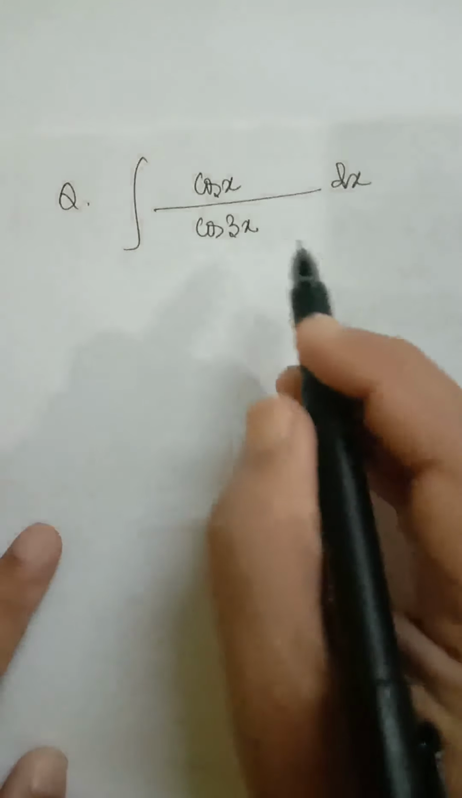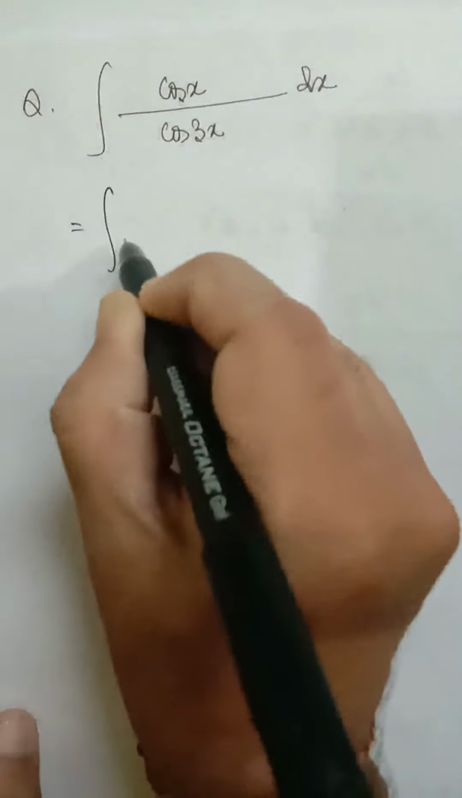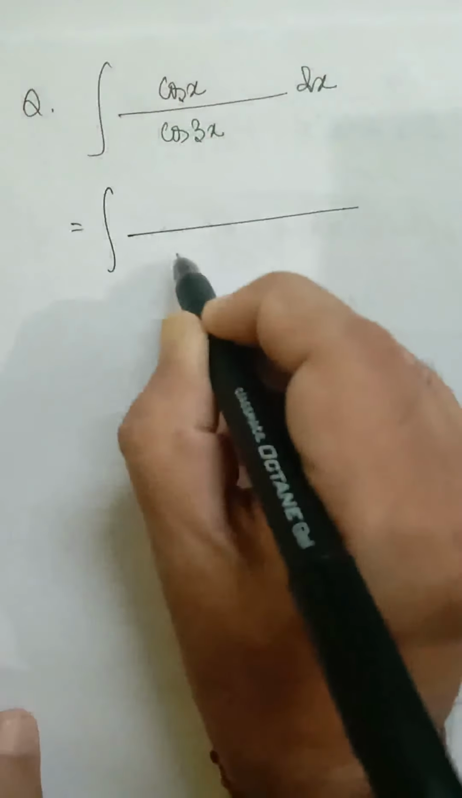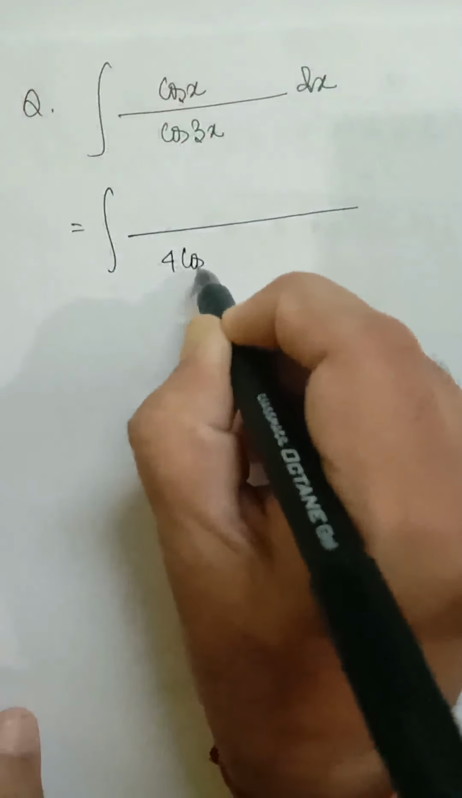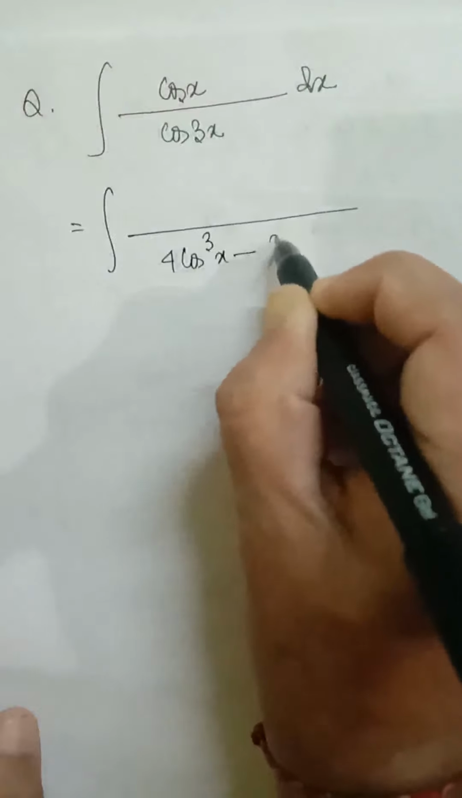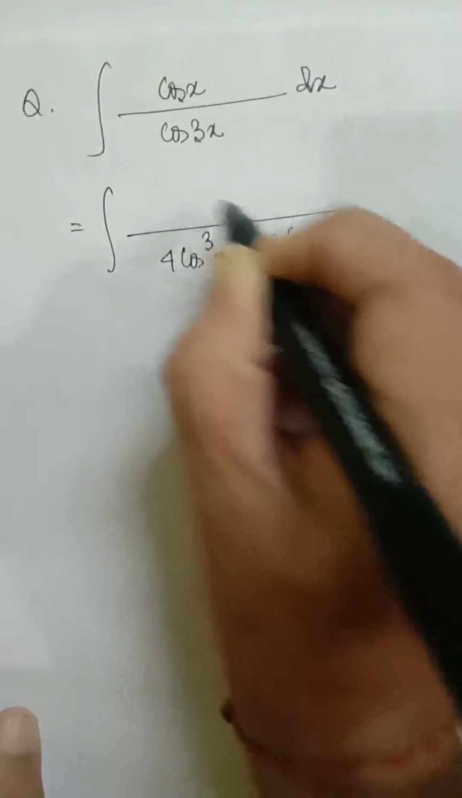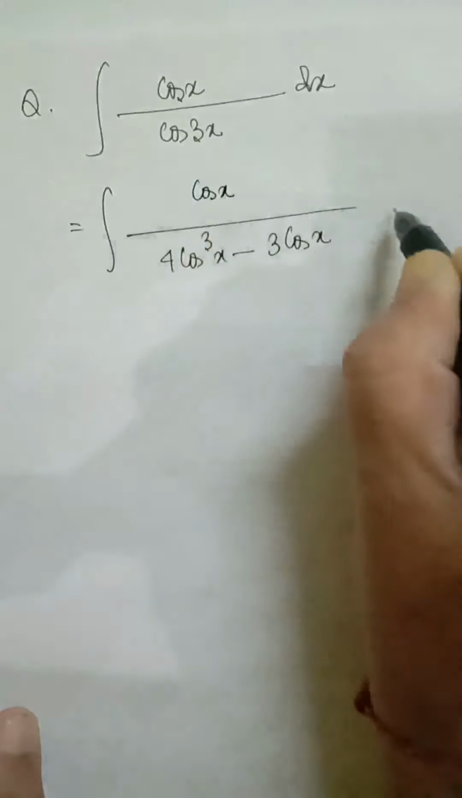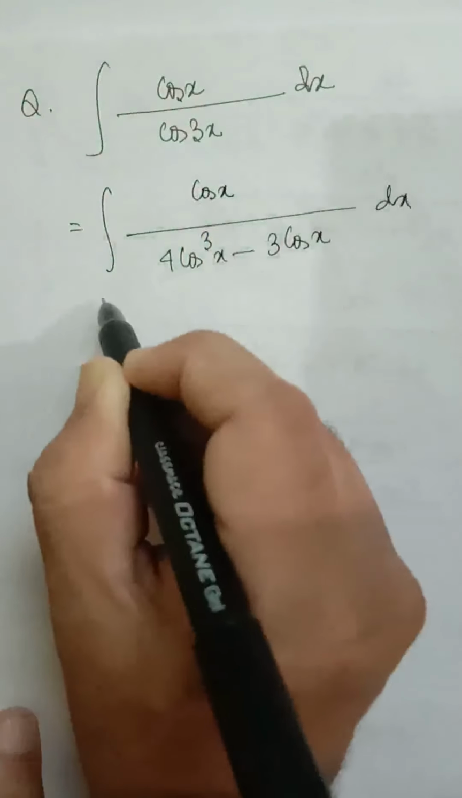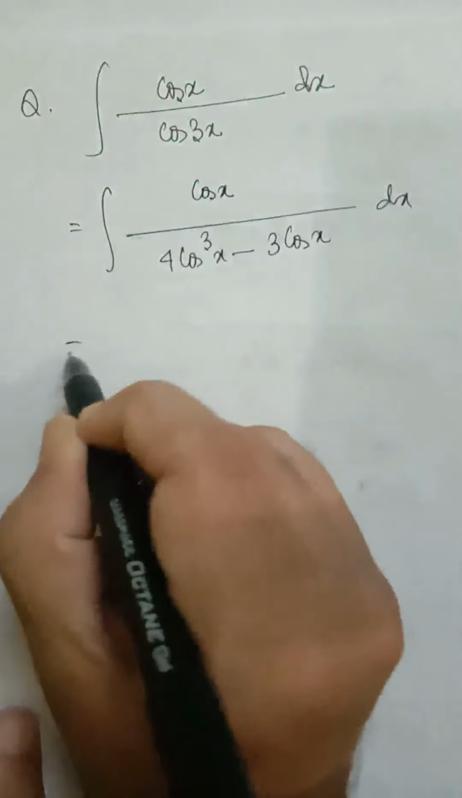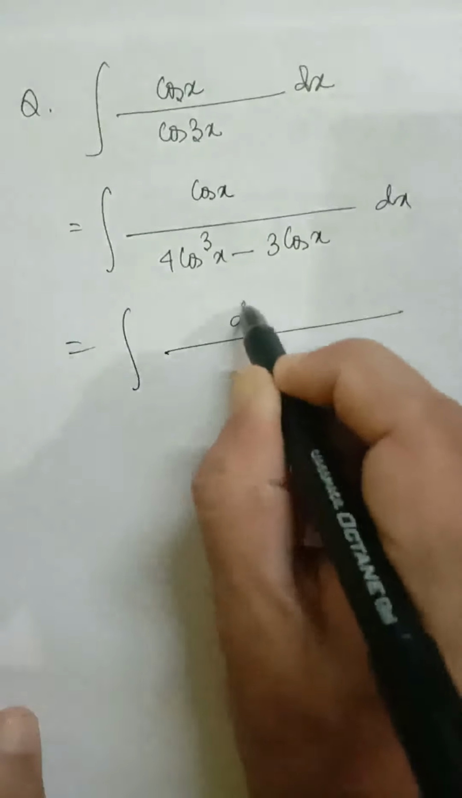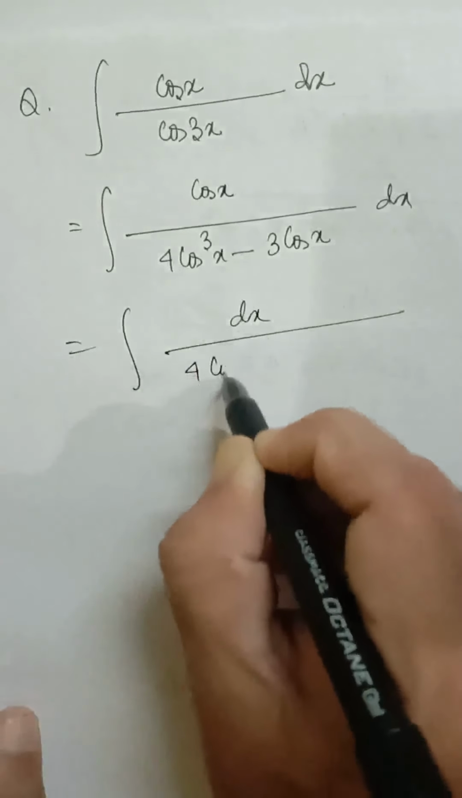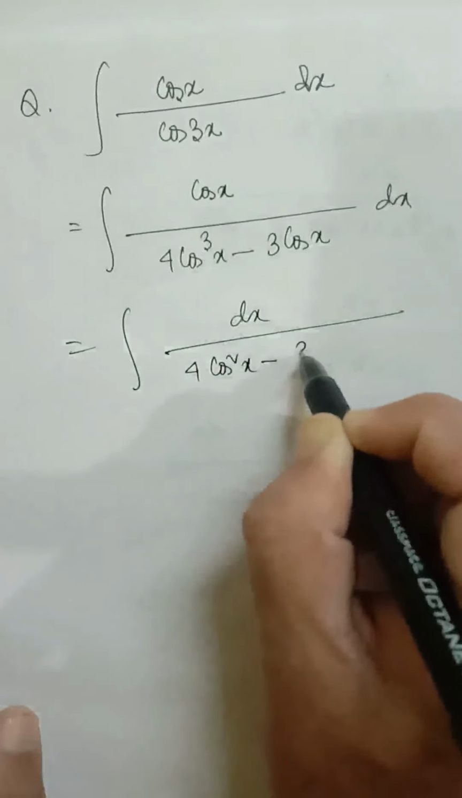Next question is to integrate cos x by cos 3x dx. In the first step, we will write the formula for cos 3x, which is 4 cos cube x minus 3 cos x. And taking cos x common in the denominator, we will cancel the term cos x. So it will be dx by 4 cos square x minus 3.